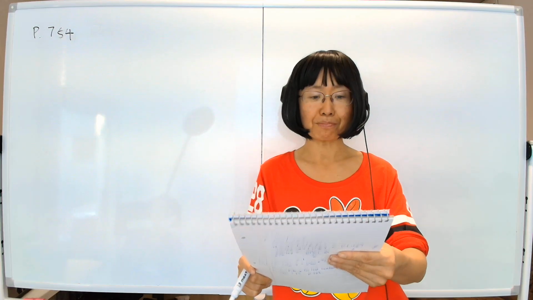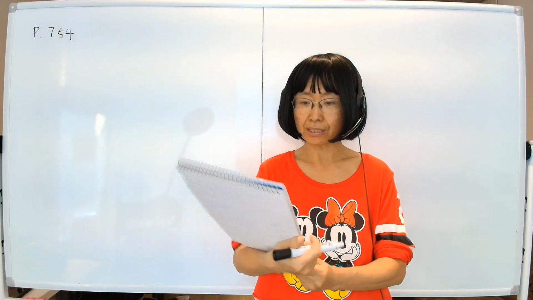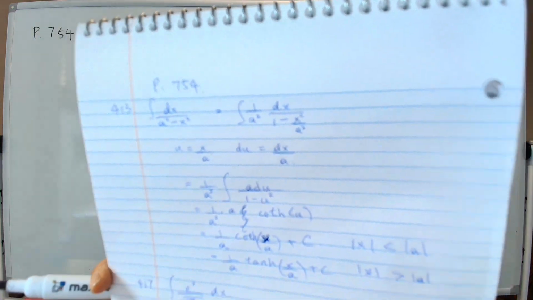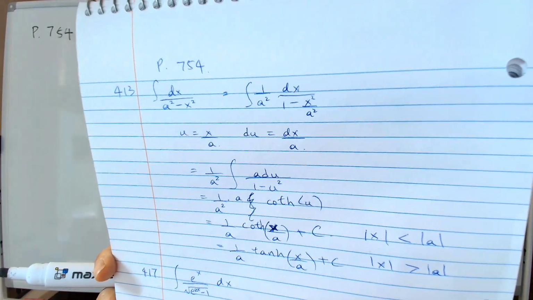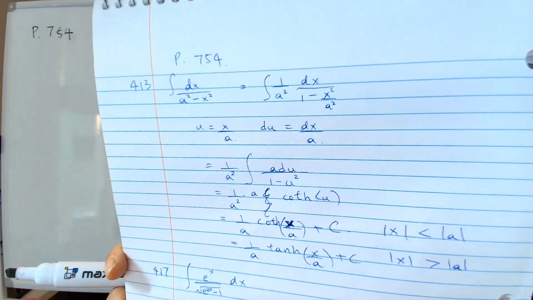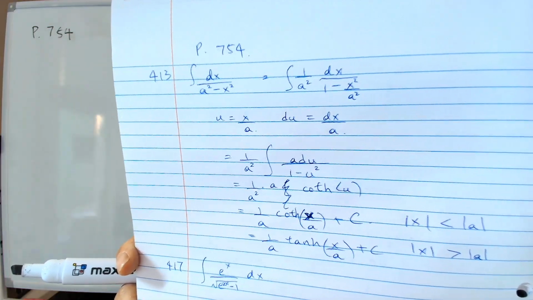So then let's look at 413. The integrations are all fairly straightforward, at least these problems are. And so I will just show you what I did, okay? For 413, you're supposed to integrate dx over a squared minus x squared. And there's something that's similar to this. You just have to pull the a out, okay?